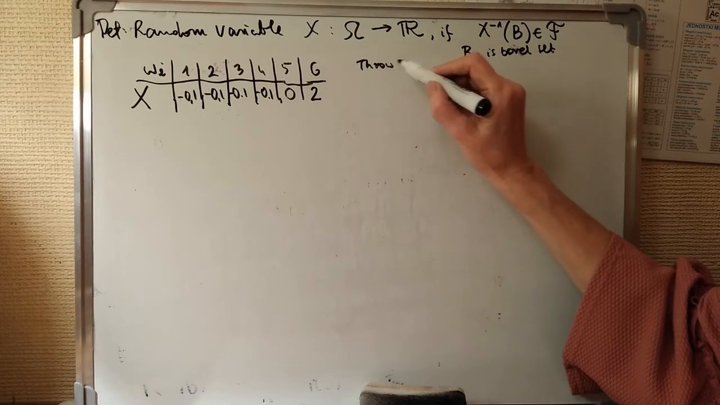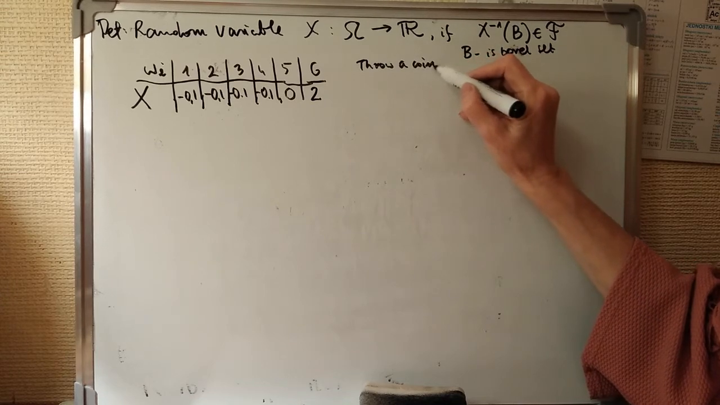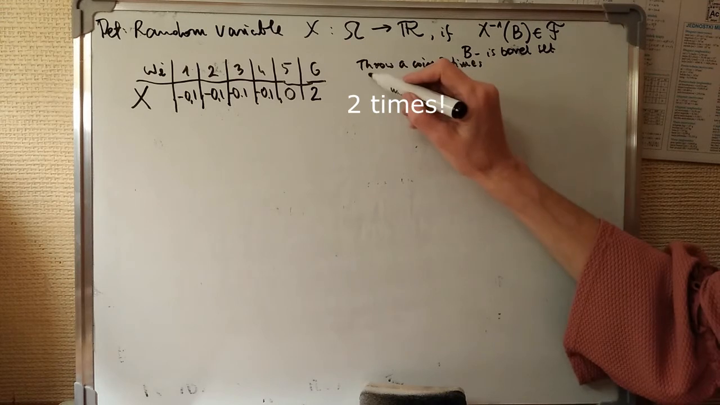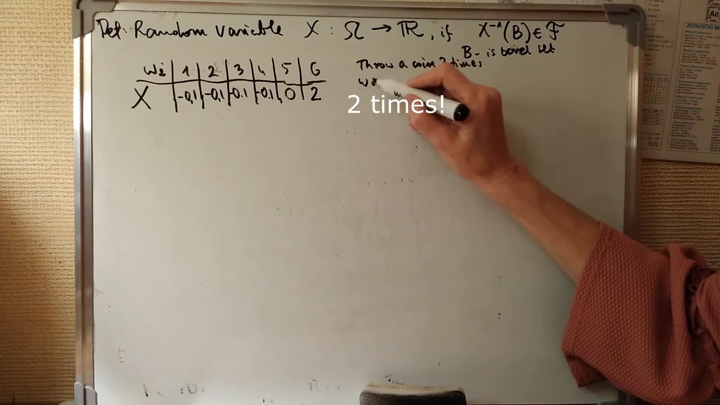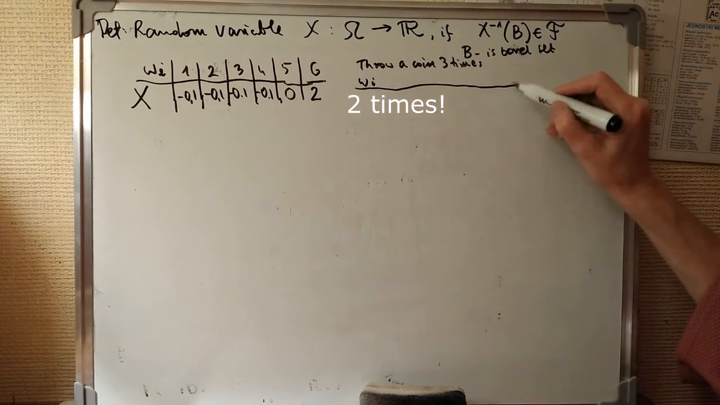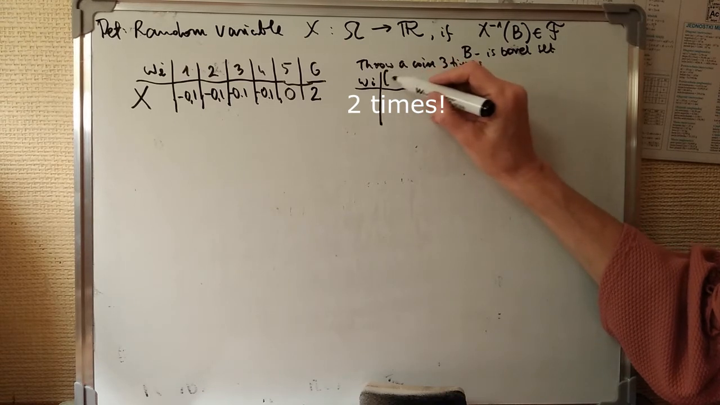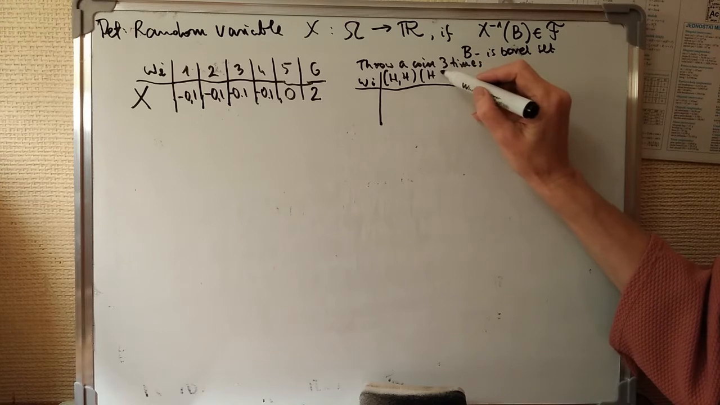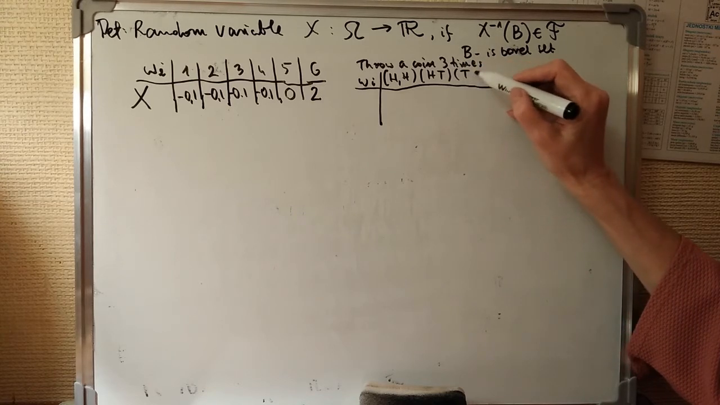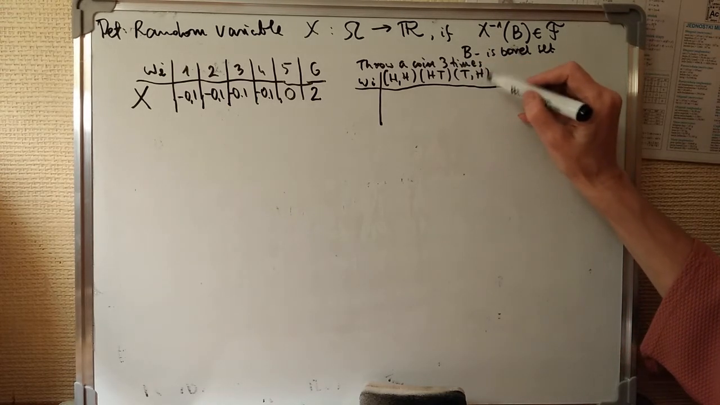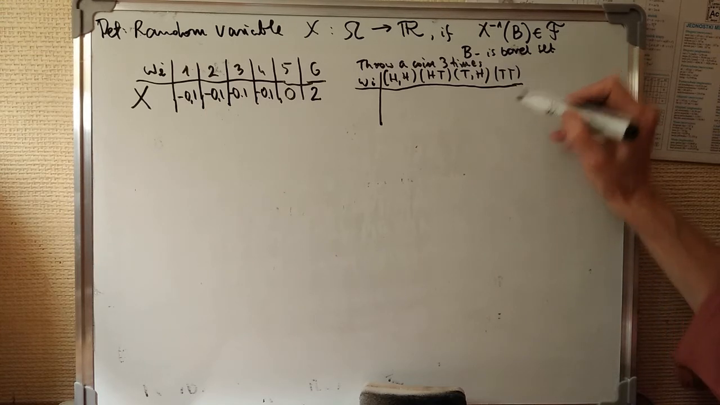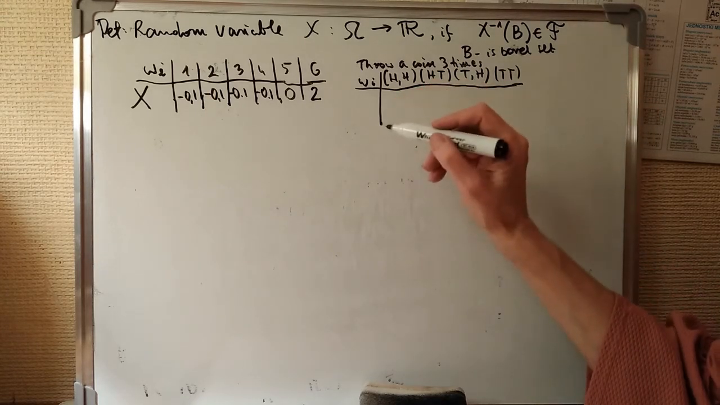Another example. Throw a coin 3 times. So what could happen, possibly? All the omega i's are the following. You can have head and head. You can have head and tail. You can have tail first, head second. And you can have 2 tails. Okay? So these are all possible outcomes.